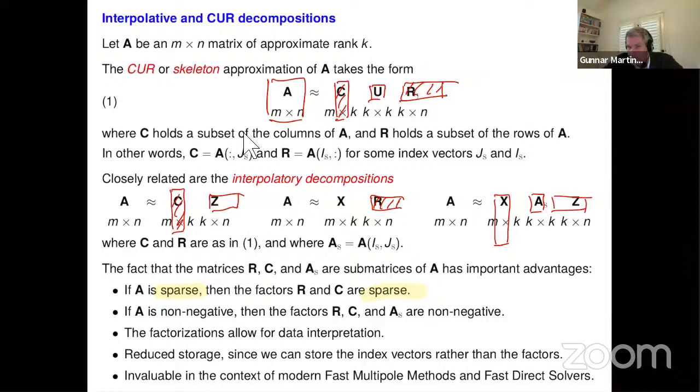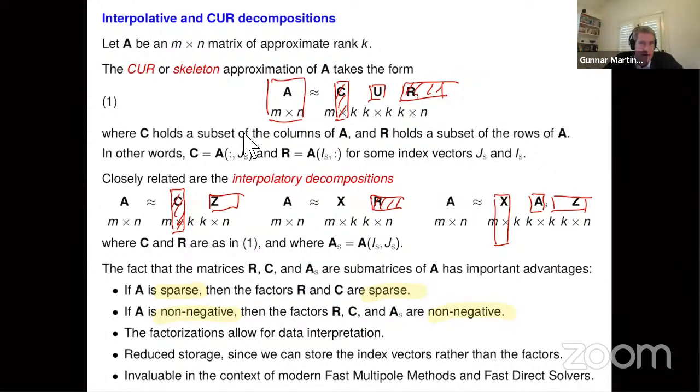This is in contrast to, say, a singular value decomposition or an LU decomposition, in which case the factors tend to be fully dense, or at least more dense than A is. Non-negativity is another property that is oftentimes nice to preserve in a factorization. You can sometimes use this for data interpretation.